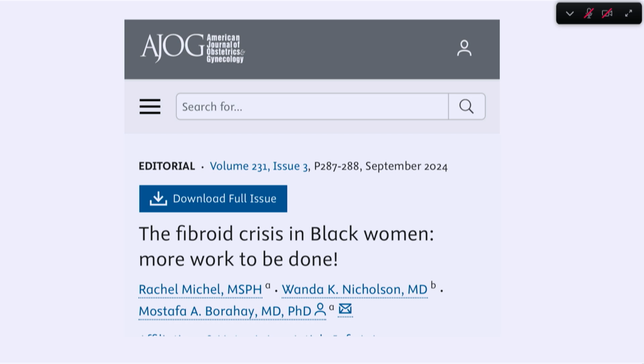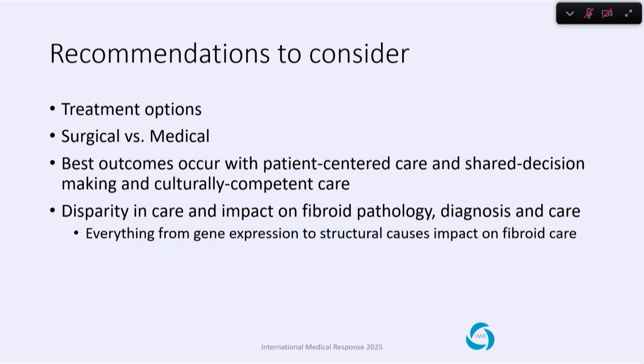And again, this was in September 2024 from one of our bigger journals, the American Journal of Obstetrics and Gynecology, which clearly pointed out that the fibroid crisis in Black women, more work needs to be done. Work needs to be done, on an intervention outreach level, on the care that we give, on options that are given to women, and also research, knowing now what we know as far as biological differences.